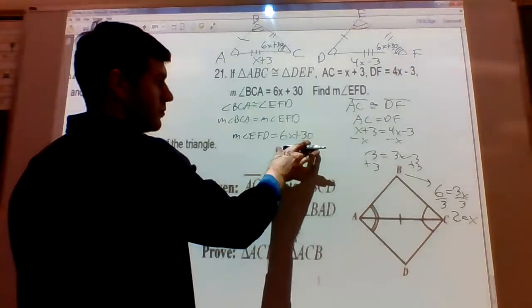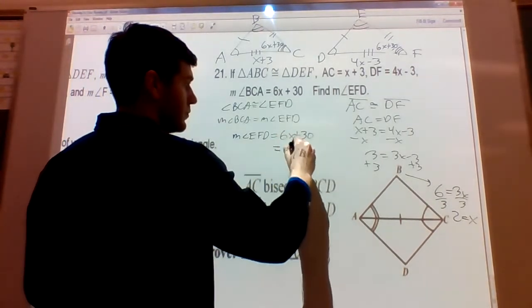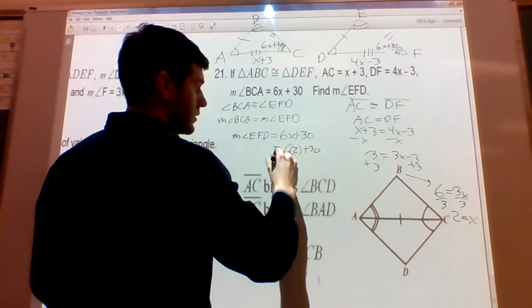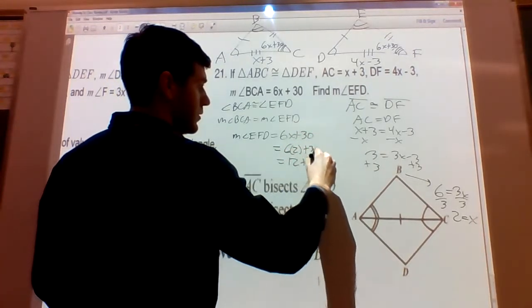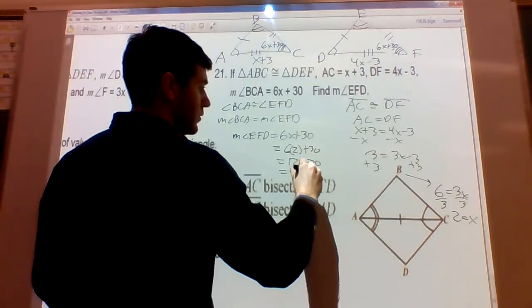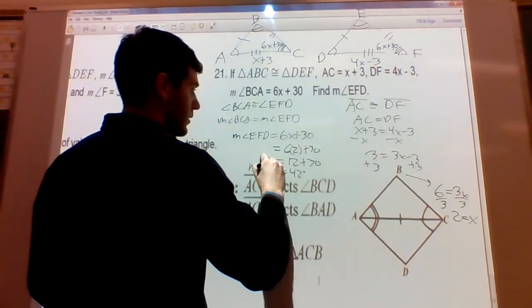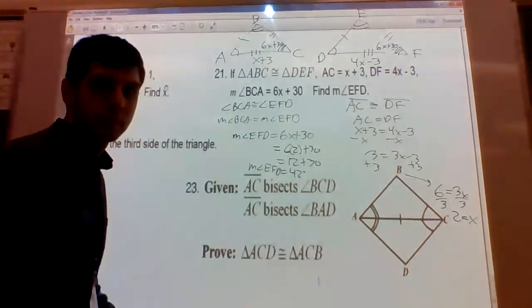So substitute that in. 6 times 2 plus 30. 6 times 2 is 12 plus 30. That's going to give us 42 degrees. So that's the measure of angle EFD.